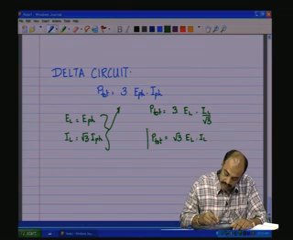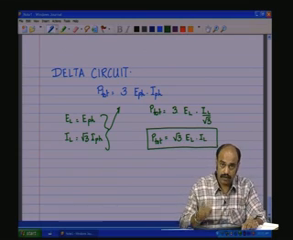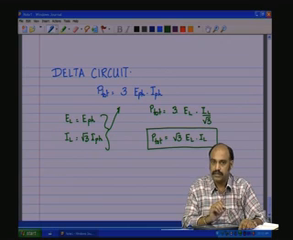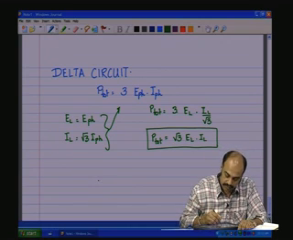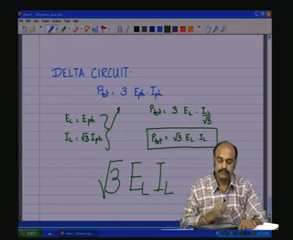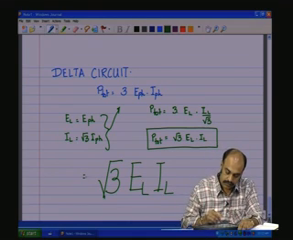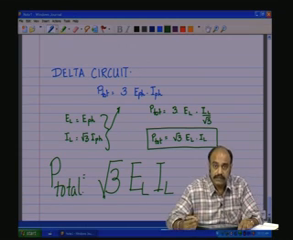So, whatever may be the type of connection, whether star or delta in a 3 phase circuit, if you are using the line parameters, line voltage, line current, the total power is always given by root 3 E line I line. This will be the total power P total in a 3 phase circuit.